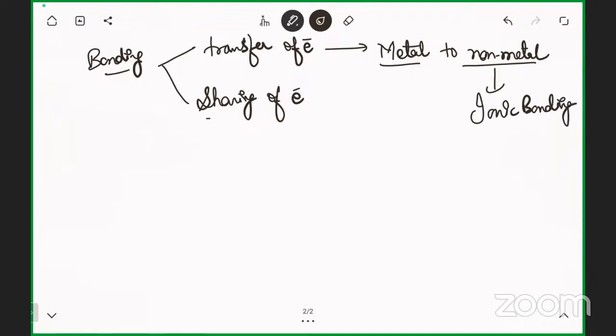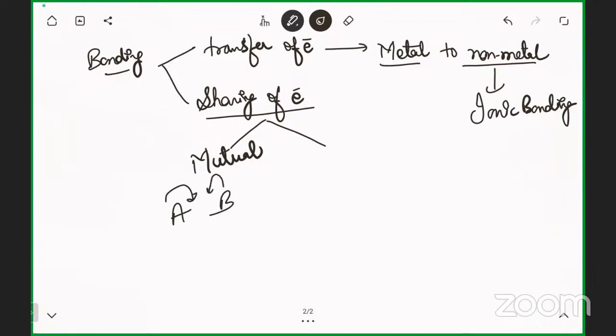But the sharing of electrons is of two types. One is mutual sharing of electrons, when two species give equal electrons. For example, A and B: A is sharing its electron, B is also sharing its electron, and they both contribute equally in the formation of the bond. If they form a bond by mutual sharing of electrons, the type of bond is known as covalent bond.